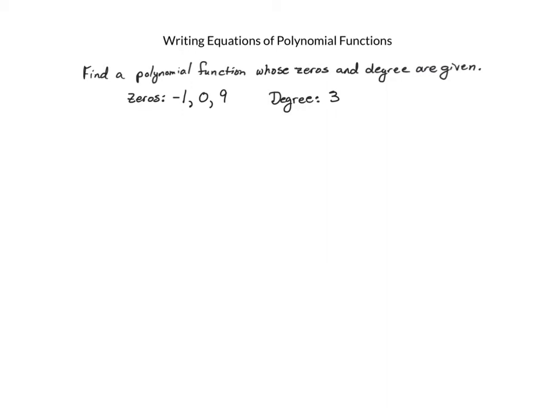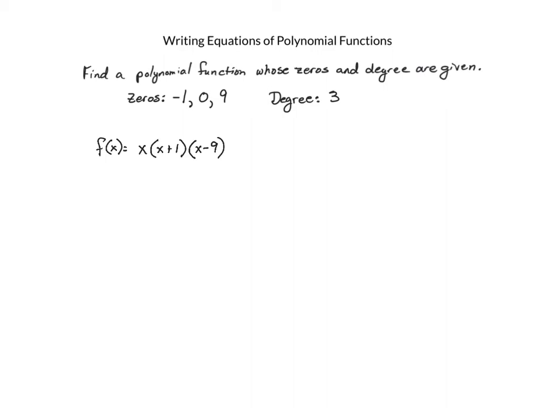And notice I didn't say anything about multiplicity, but we'll talk about that. Well, if negative 1 is a 0, it must have come from a factor that was x plus 1. That's how we would get the number 0. And if 0 is a 0, then it must have come from a factor that was just x. And if 9 is a 0, it had to have come from a factor that was x minus 9. So our function could potentially be x times x plus 1 times x minus 9.